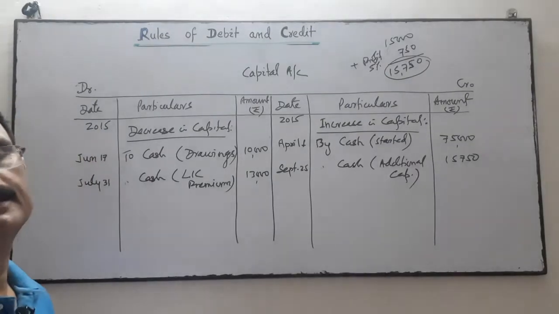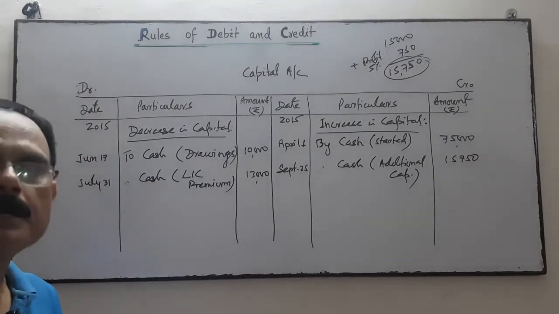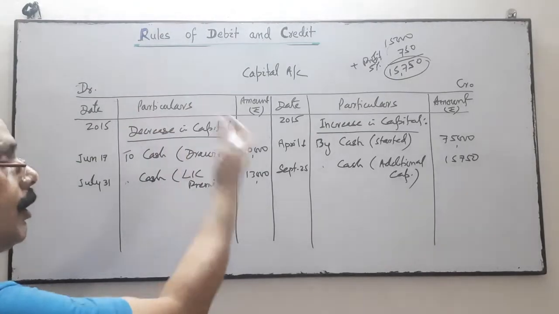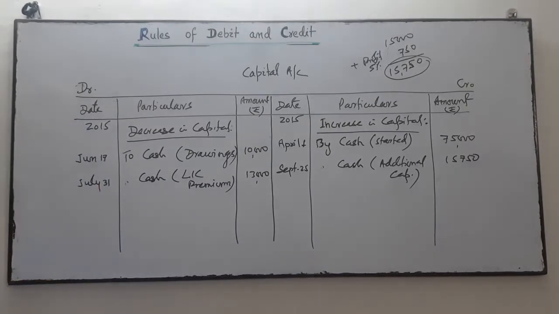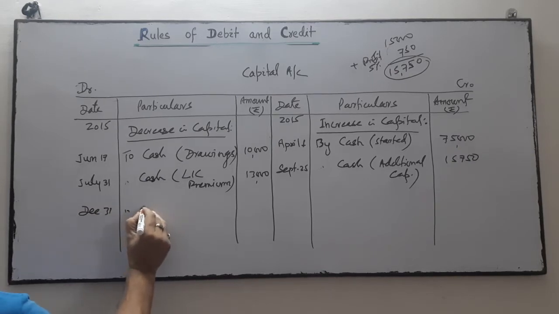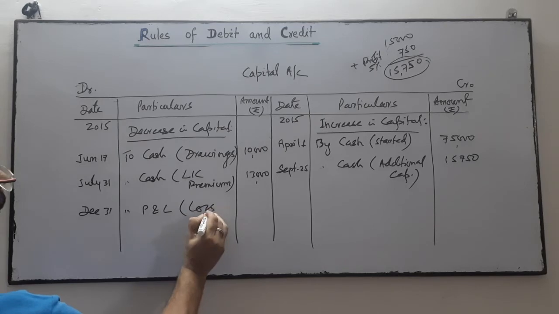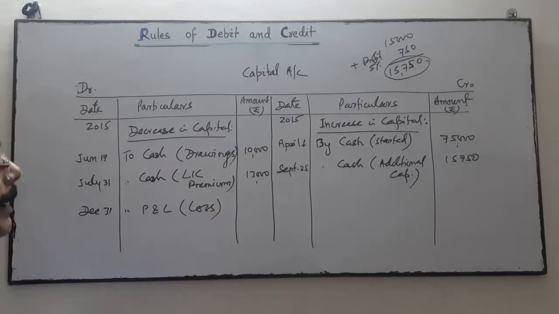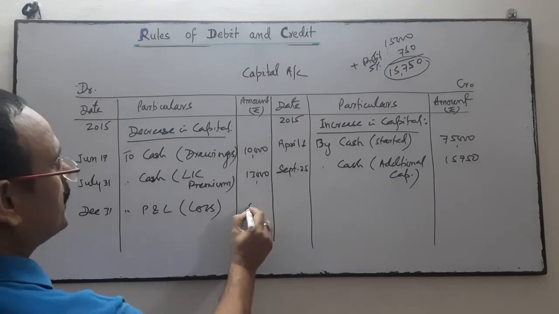Loss for the year. If the business suffered a loss, that loss will be borne by the proprietor, the owner, and loss reduces the capital. That's why we have to write this side. The date is December 31st. There is a loss, so to P&L account, it's a loss. Loss decreases the capital of the business, and it is 5,000.